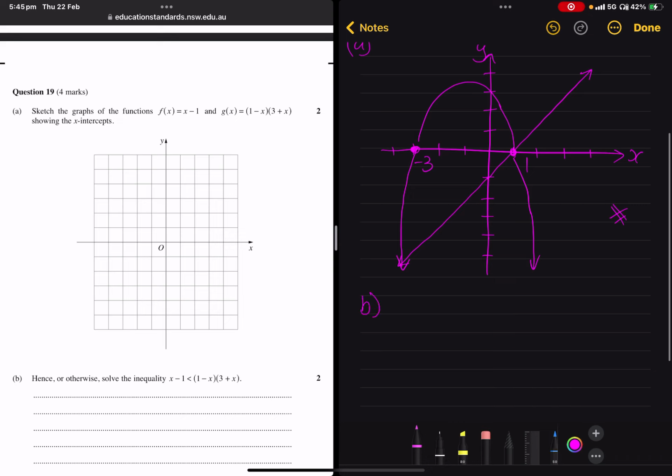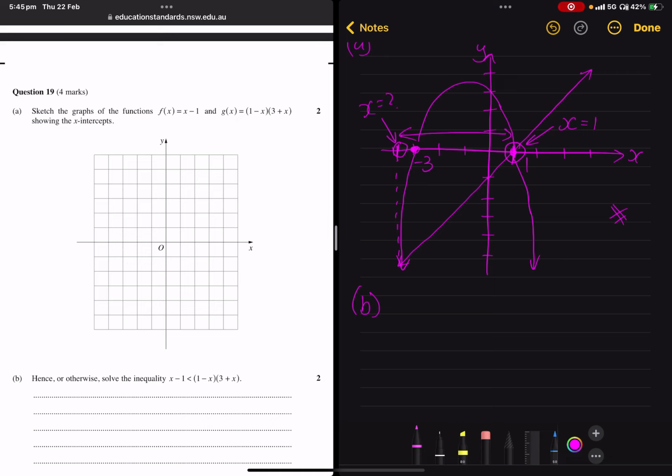Now for part B it says hence or otherwise solve the inequality. Okay, so we want to work out when is the line less than the parabola. Well, there's going to be some intercept up here, and then there's an intercept here. It's going to be between these values. The line sits below the parabola. So we know this one. This one is the point where x is equal to 1. We don't know this point. Right? This x is unknown.